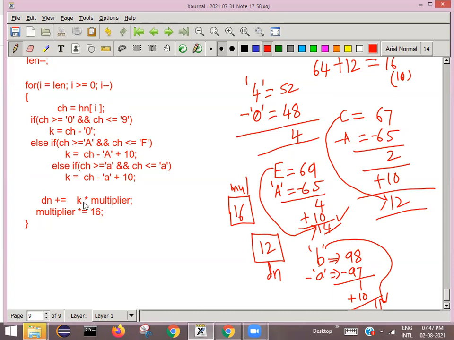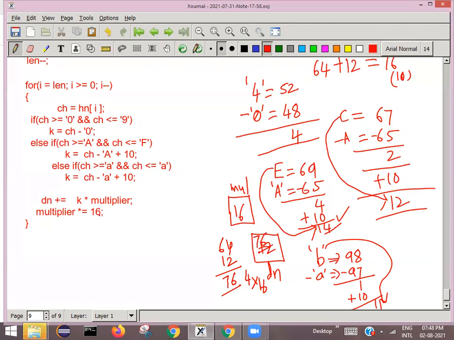What is the k value? 4 here. So what is the k value? 4 we got. 4 into multiplier value, which is 16. Nothing but 16 power 1 you are multiplying. 16 fours are 64. 64 plus dn value, which is 12. So 4 plus 2 is 6, 6 plus 1 is 7, 76. Again we are storing in dn. Nothing but dn will now contain 76.